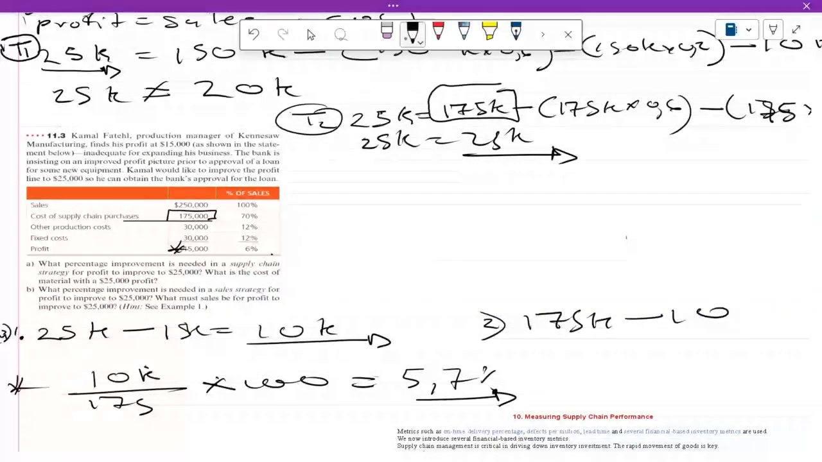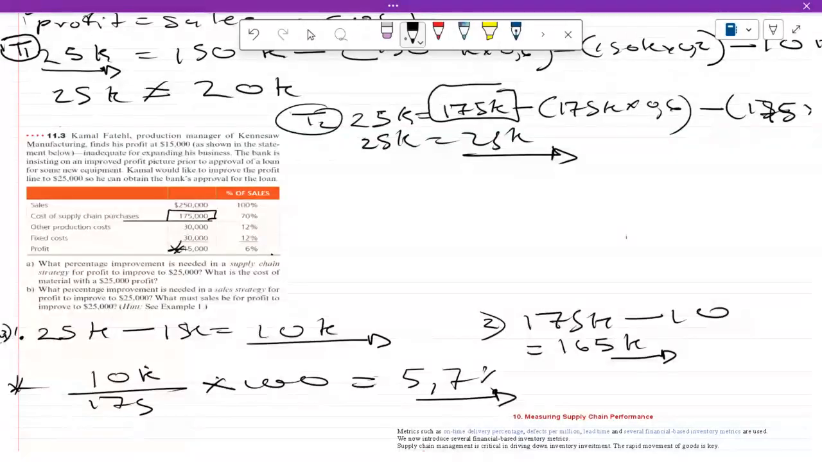175 minus 10K. It's giving you 165K. So now you can make simple matters simple by just saying 250,000 minus 165 minus 30 minus 30. You must get 25,000, and I am getting the 25,000.